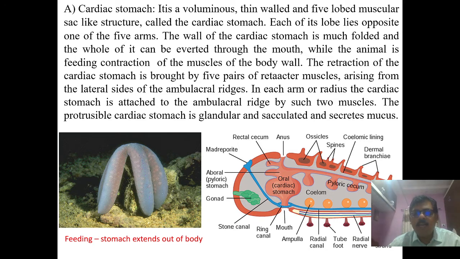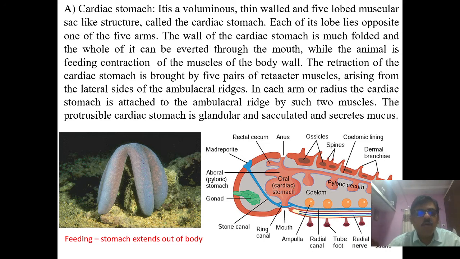The wall of the cardiac stomach is much more folded, and this cardiac stomach can be everted out through the mouth when the animal is feeding. In this diagram, when the animal is feeding, it can evert out or eject out the entire cardiac stomach. That is, the stomach extends out of the body. The cardiac stomach is so folded that the whole of it can be everted through the mouth while the animal is in feeding condition, by the muscles of the body wall.